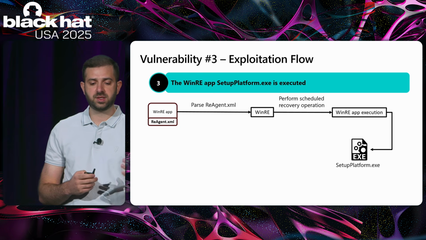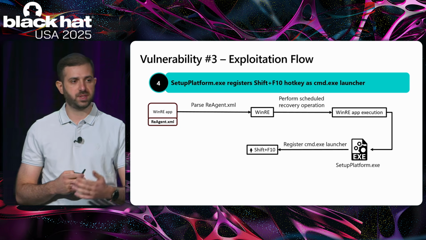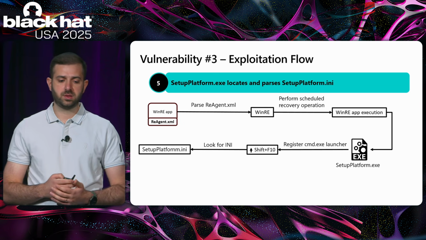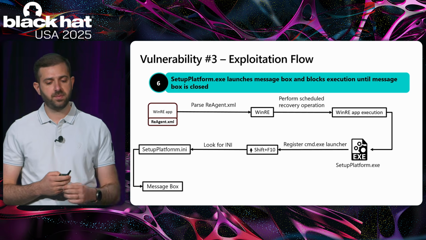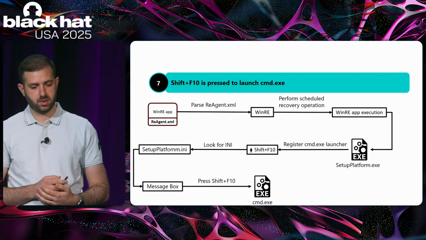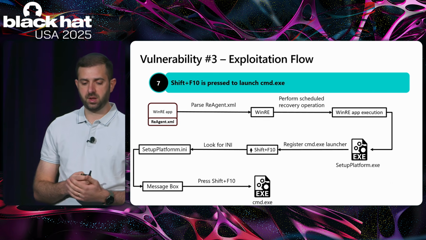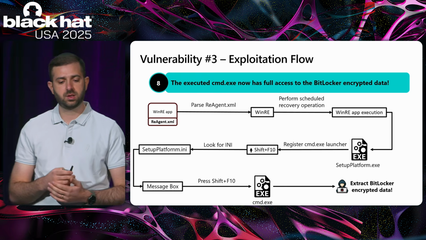Next, Setup Platform gets executed. It registers the hotkey for CMD, which is Shift plus F10. It then looks for the Setup Platform INI file and loads it, which will trigger a message box. This way, the process gets blocked and won't continue until we press OK. Now, we can simply press Shift plus F10 to trigger CMD, and we get a shell up and running while the main OS volume is still unlocked.